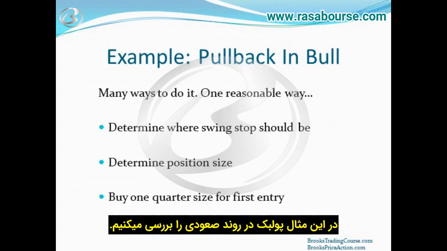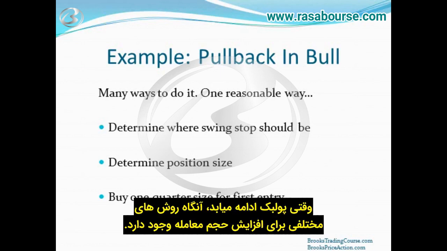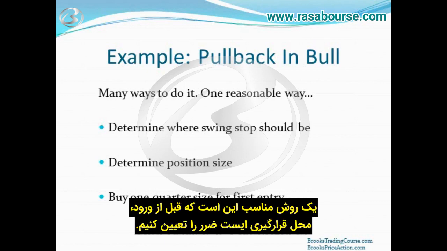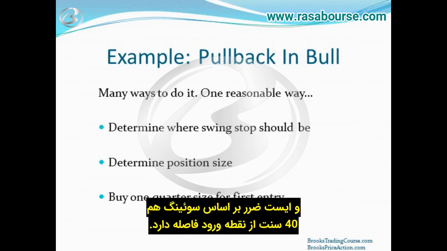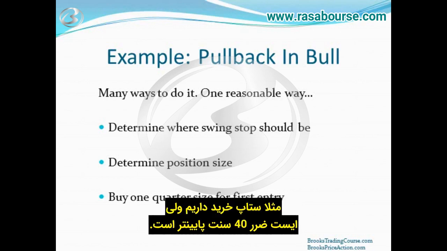As an example, I'm going to talk about a pullback in a bull trend. There are many ways to scale in as the pullback continues to grow. One reasonable approach is, when you're thinking about entering, first determine where the swing stop should be. Let's say you normally use a stop of 20 cents in the SPY, and you determine that the swing stop is 40 cents from where you're thinking that you want to enter. So you see a buy setup, but the swing stop is 40 cents below.